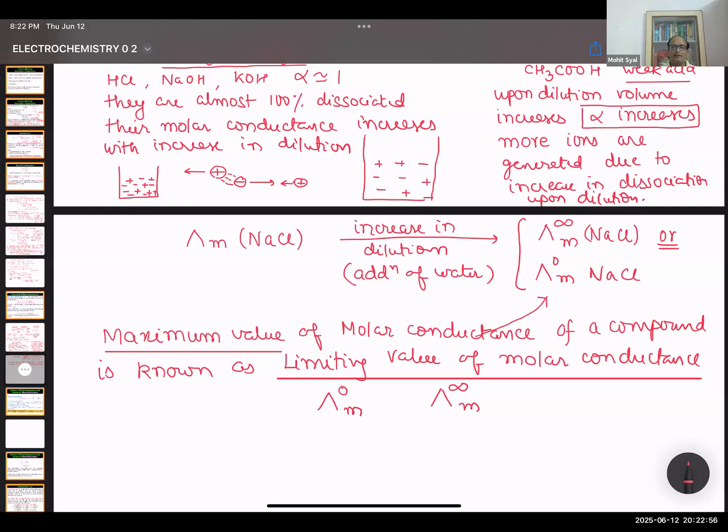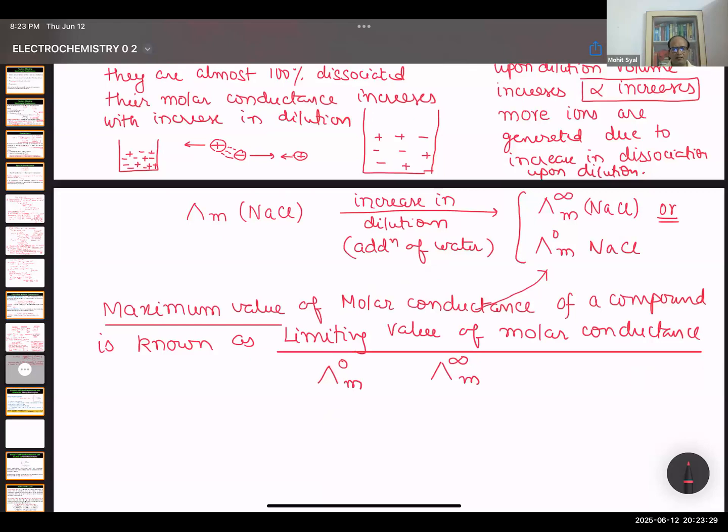Is this clear, the definition? Nesline, Aisha, Marwa, is it clear? Yes, sir. Maximum value of molar conductance, because as you are putting more and more water, the molar conductance is increasing. But what will be its maximum value? That is a very important point. So the maximum value is represented by lambda naught or lambda infinity. Maximum value of molar conductance. Got it?